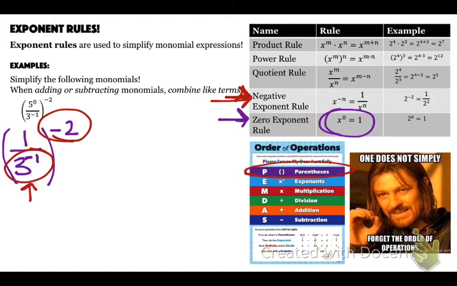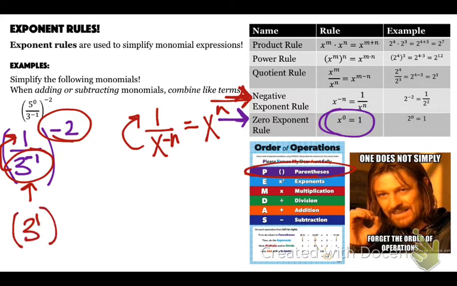If something starts up on top, it's going to flip to the bottom. But what if you start with something on the bottom? Well, that's just going to flip up top. So that actually just becomes x to the n. And that's what's going to happen here. So this is going to flip up and become positive. I'm left with 3 to the first power and then to the negative second power. Neat.